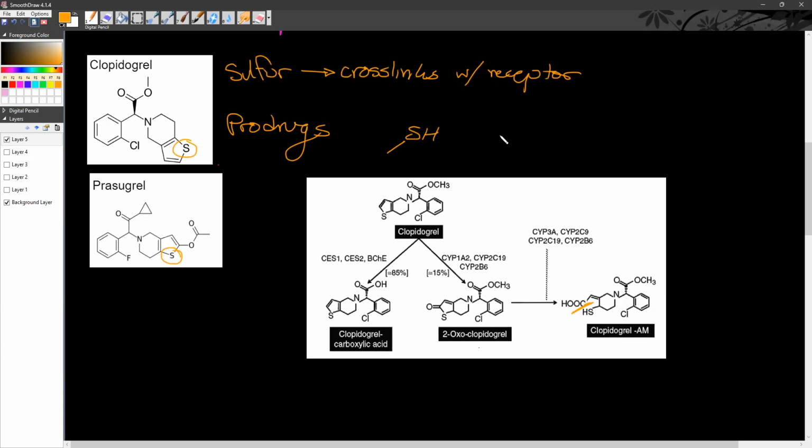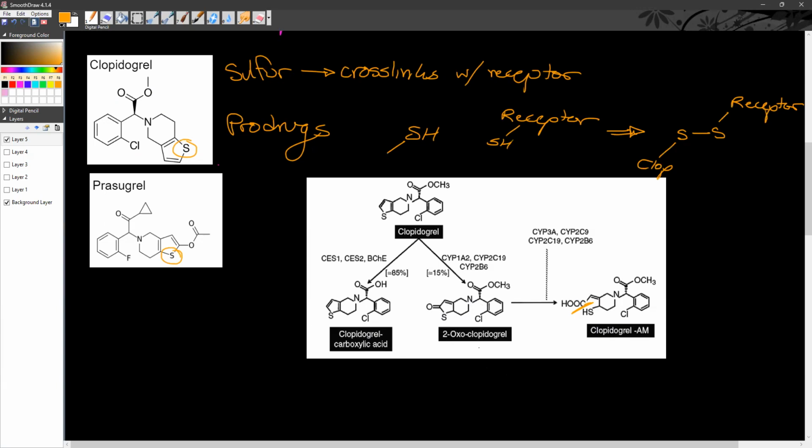And it's that thiol group that is going to work with the receptor, which has its own thiol group. And this creates that disulfide link which inactivates the receptor. So clopidogrel isn't necessarily a prodrug because it has an ester. It's a prodrug because we're relying on the body to cut open this cyclopentyl group, if that makes sense.